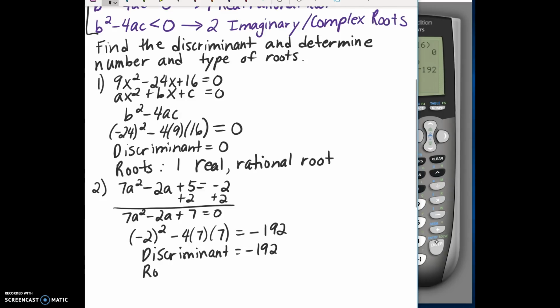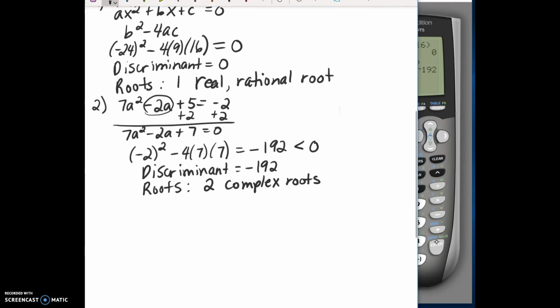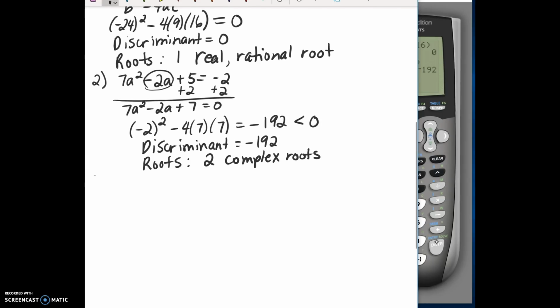And then for roots, if we go up top, this is less than 0 or negative. So we're going to have 2 complex roots. The only time you would get just imaginary is actually if you're missing this middle term here. There will be times where we will see that come up. So I would stick with complex mostly for your answer for that.